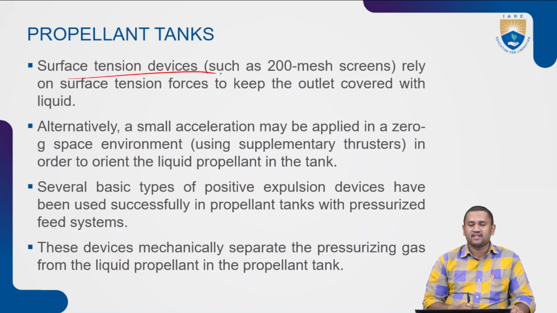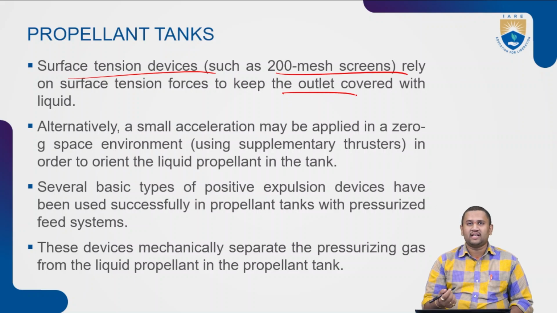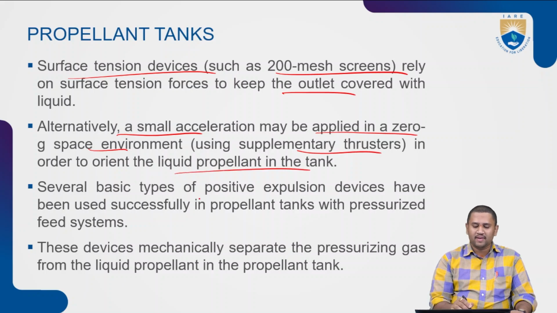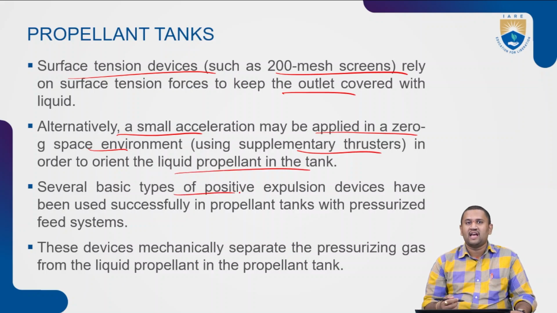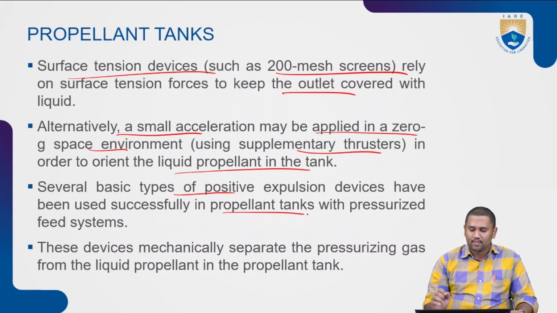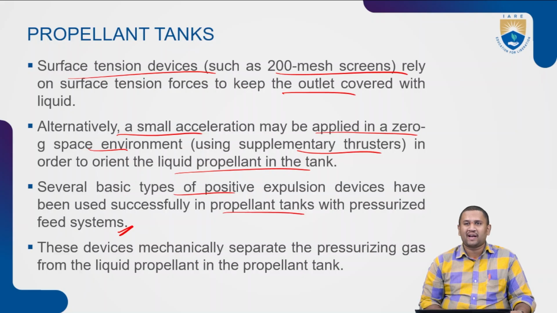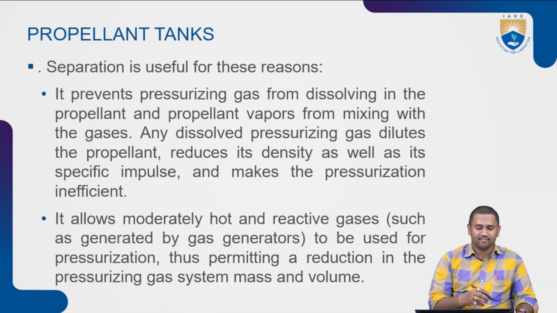Now, surface tension devices, particularly such as 200 mesh screens, rely on surface tension forces to keep the outlet covered with the liquid. Alternatively, a small acceleration can be applied in a zero G space environment using supplementary thrusters to orient the liquid propellant in the tank. Several basic types of positive expulsion devices have been used successfully in propellant tanks with pressurized feed systems, and these devices mechanically separate the pressurizing gas from the liquid propellant in the propellant tank.